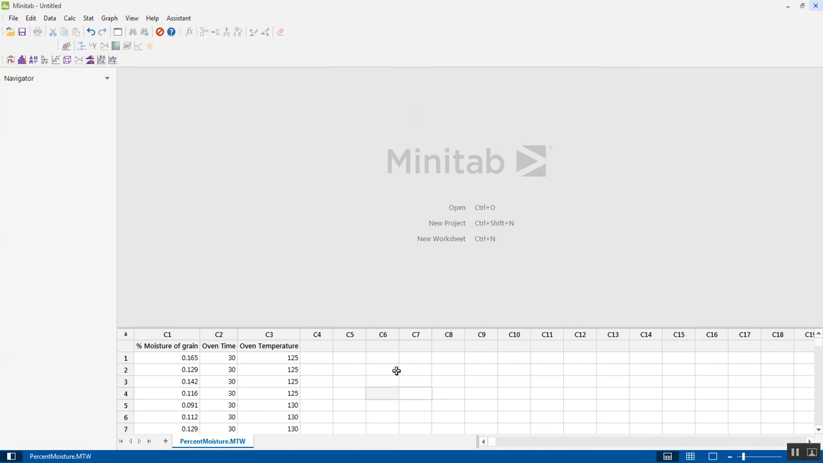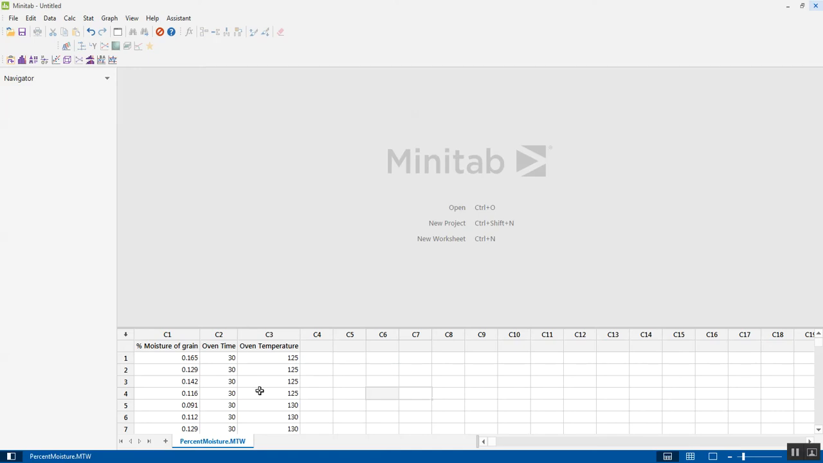Okay, so we're going to look at how to do a two-way analysis of variance, do the checks on the assumptions of the analysis of variance, which is checking for equality of variance using Levene's test, and checking the residuals for normality, and then doing the post hoc test afterwards.